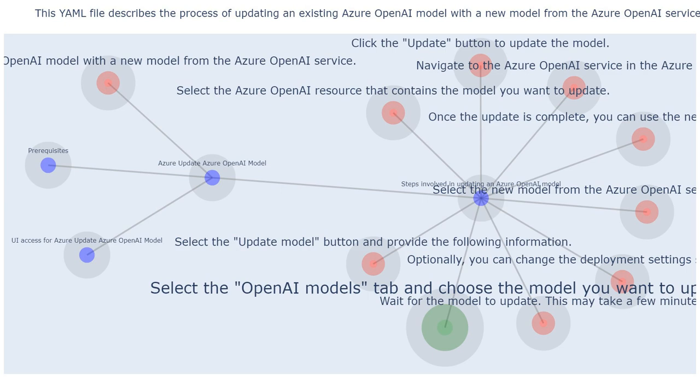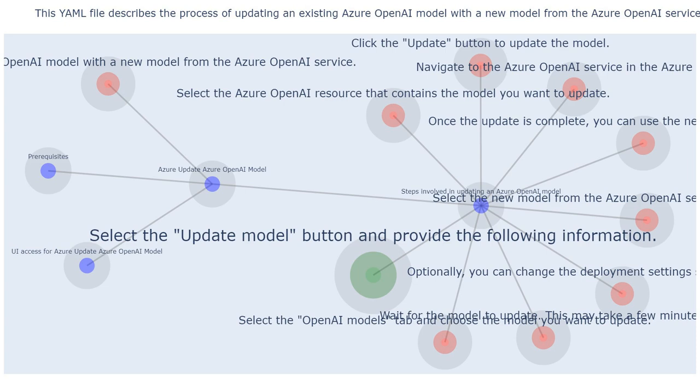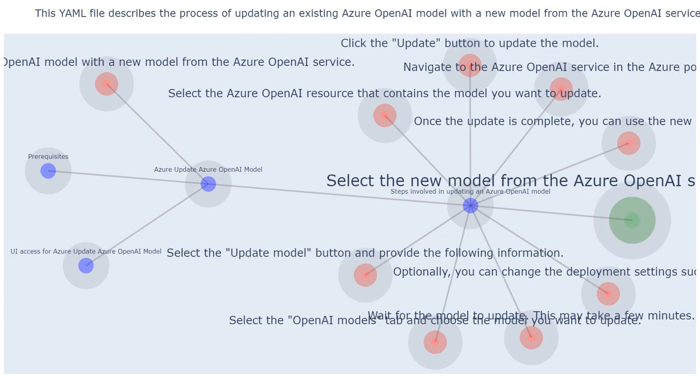Once you have selected the resource, navigate to the OpenAI Models tab. This tab displays a list of models deployed within the chosen resource. Select the specific model you wish to update from this list. Select the Update Model button within the Model's Details page. This action initiates the update process and prompts you to provide the required information. Choose the new model from the available models within the Azure OpenAI service. This model will replace the existing model in your Azure OpenAI resource.